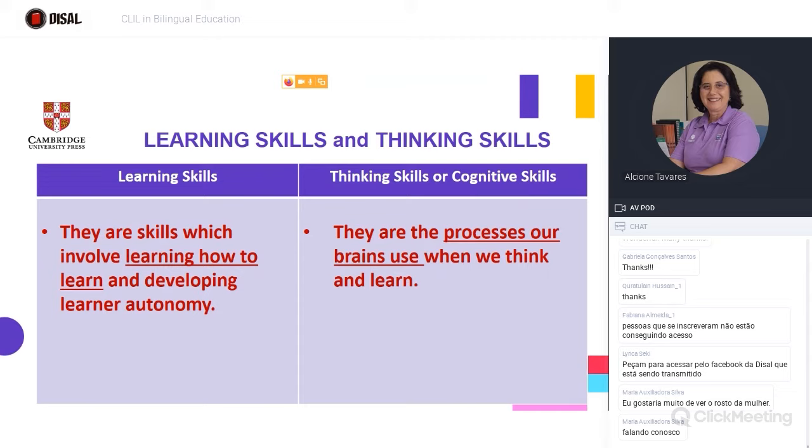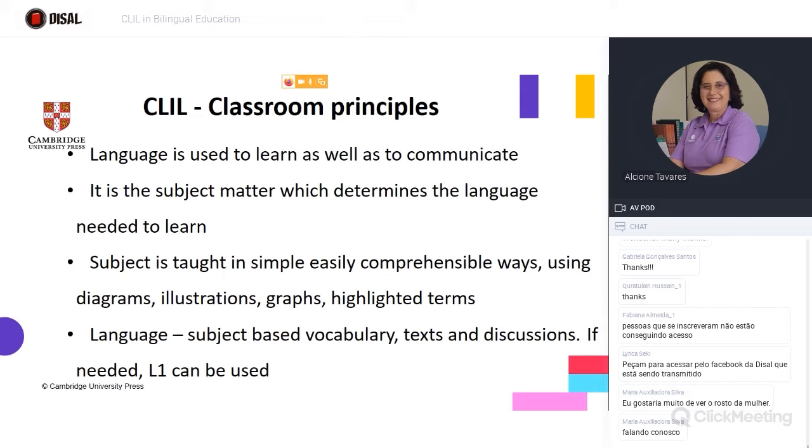The subject is taught in simple, easily comprehensible ways, using diagrams, illustrations, graphs, highlighted terms. We want them to know the content. We want them to know the subject. But we have to be careful with the language at the same time. Remember the balance between language and content. So we teach the subject in simple, easily comprehensible ways, always adapting to the level of English of learners. Language, subject-based vocabulary, texts and discussions, and if needed, Portuguese can be used.